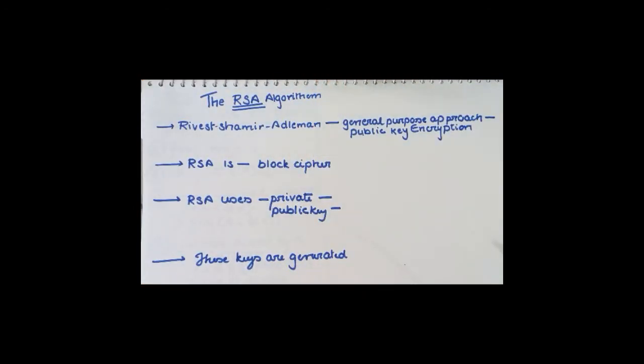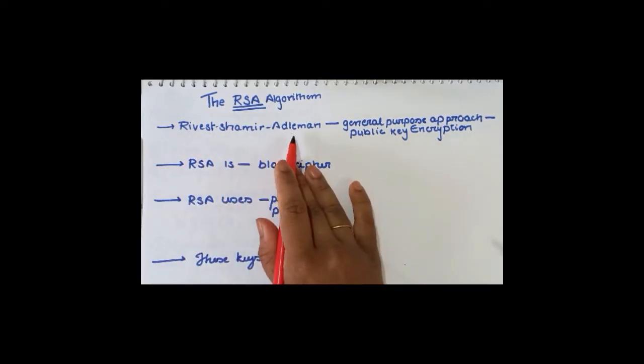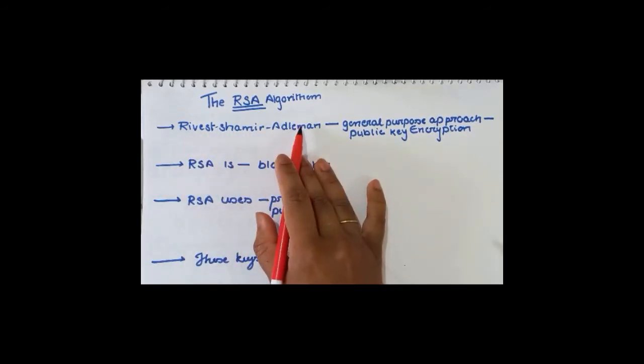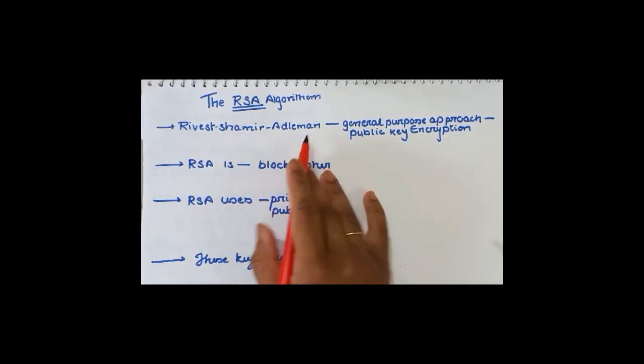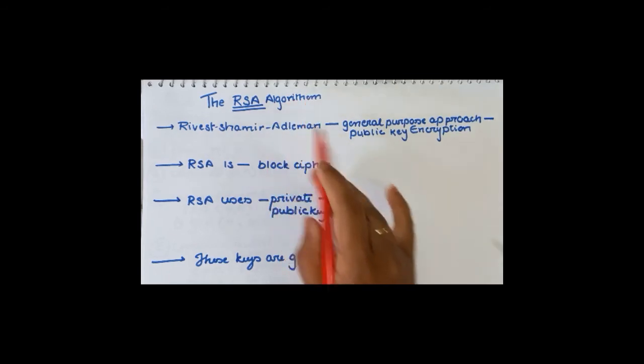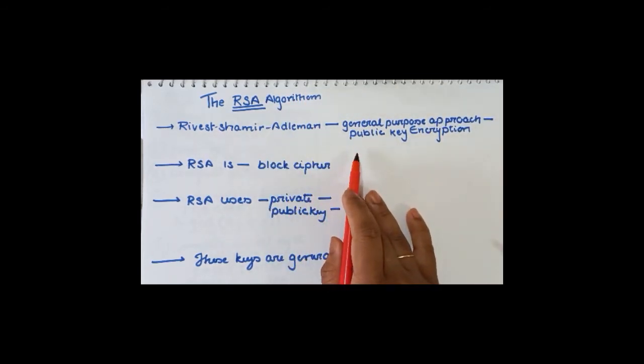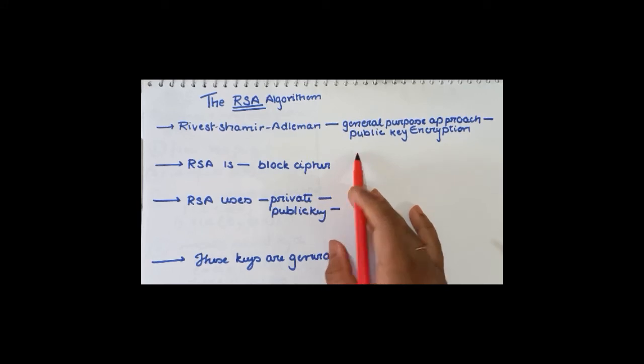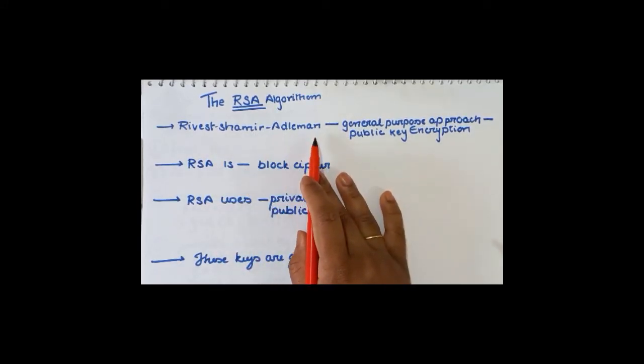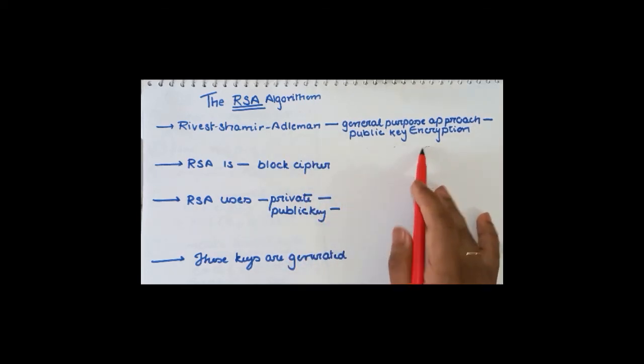So coming on to RSA algorithm. Now RSA algorithm stands for Rivest, Shamir, Adleman. All these three scientists together proposed the concept of RSA algorithm. Now the general purpose of this RSA algorithm was to generate a public key encryption technique. Okay, so Rivest, Shamir, Adleman together generated a concept for public key encryption.